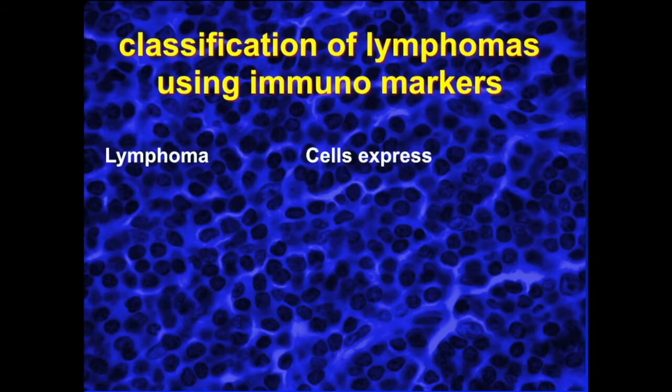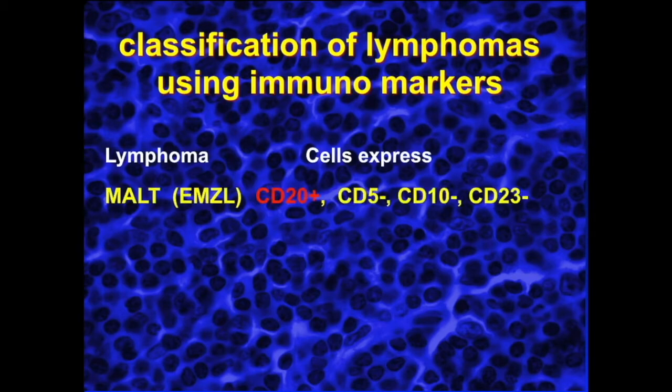Here's how we classify. Again, MALT lymphomas are positive for CD20. Most of them are B-cell lymphomas, and they're all CD20 positive. But the MALTs are negative for CD5, negative for CD10, and negative for CD23. Follicular lymphomas are CD20 positive and also stain the follicular cell marker, CD10. And the follicles also express BCL2. Reactive follicles are negative for BCL2.